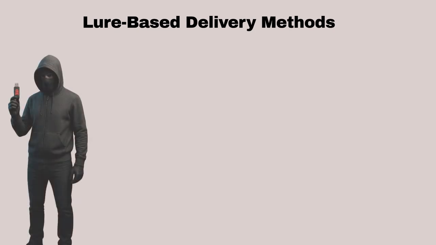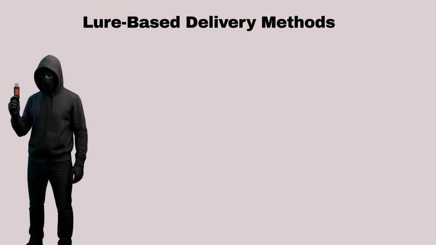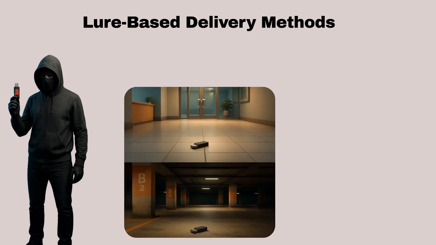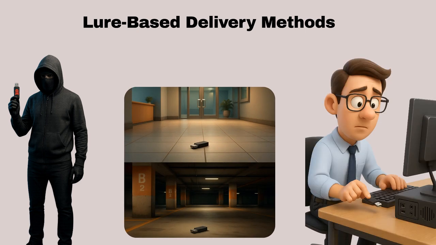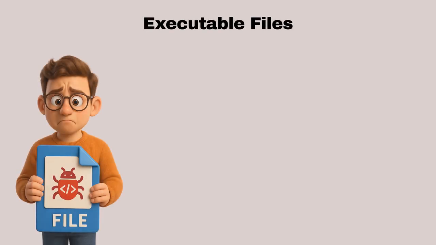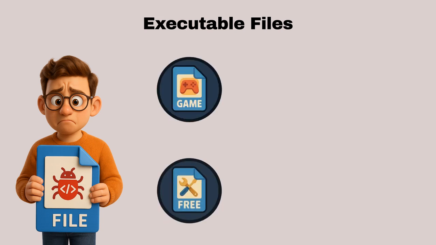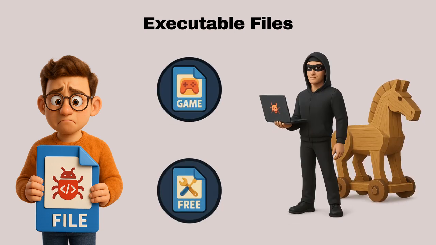You have removable devices. The attacker loads malware on a USB stick and drops it in a parking lot or lobby. This is called a drop attack. All it takes is one curious employee to plug it in. Some malware runs automatically, and others just need the user to open the file or click run. Then you have your executable files. The attacker hides malicious code in a file that looks like something useful or fun, like a game or a free tool. This is classic Trojan horse behavior.